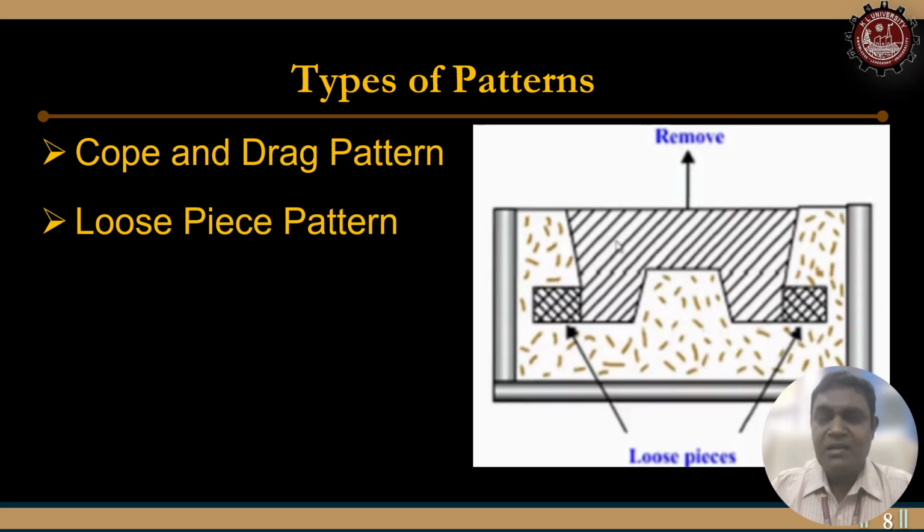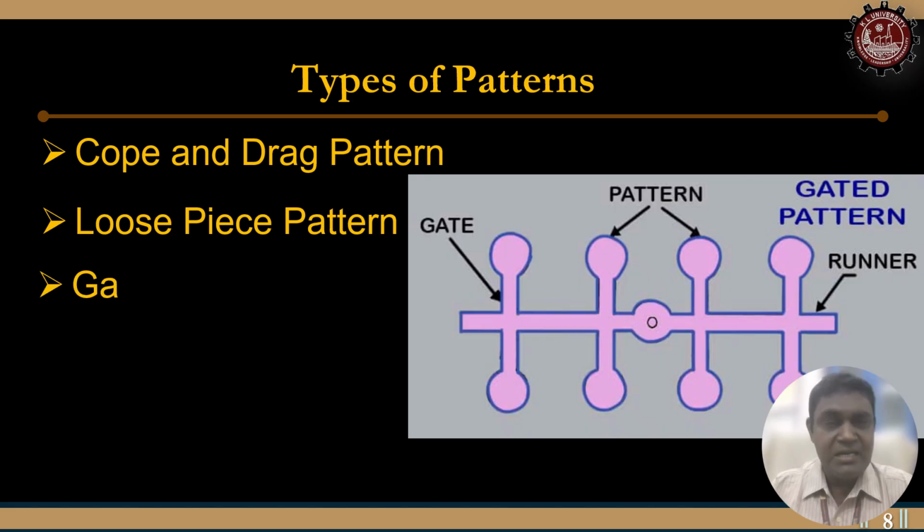And a loose piece pattern. Now observe this diagram. Once the pattern is prepared in this shape, it is unable to be removed from the mold. So in that case, for the internal or inside surfaces, we provide loose pieces. Once the pattern is removed, you can remove these two pieces, so that the entire shape of the cavity can be filled with molten metal. In such cases we prefer these loose piece patterns.